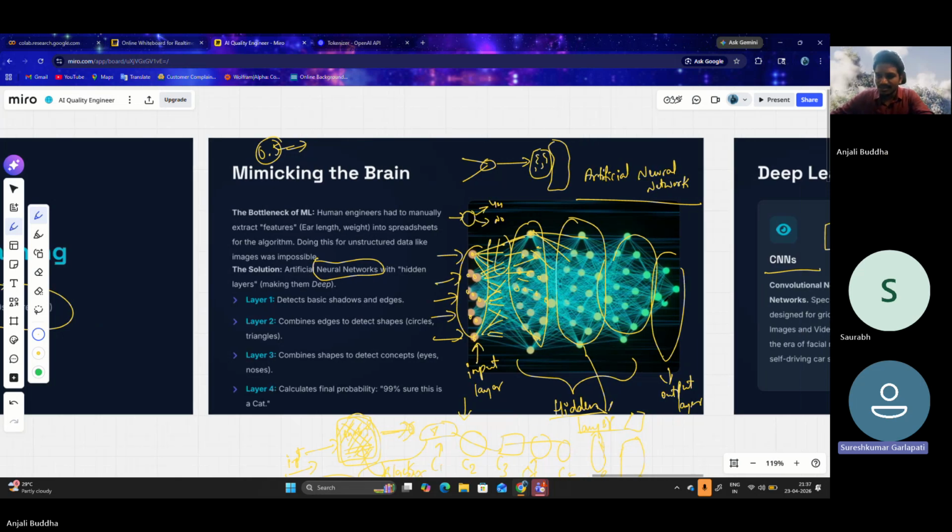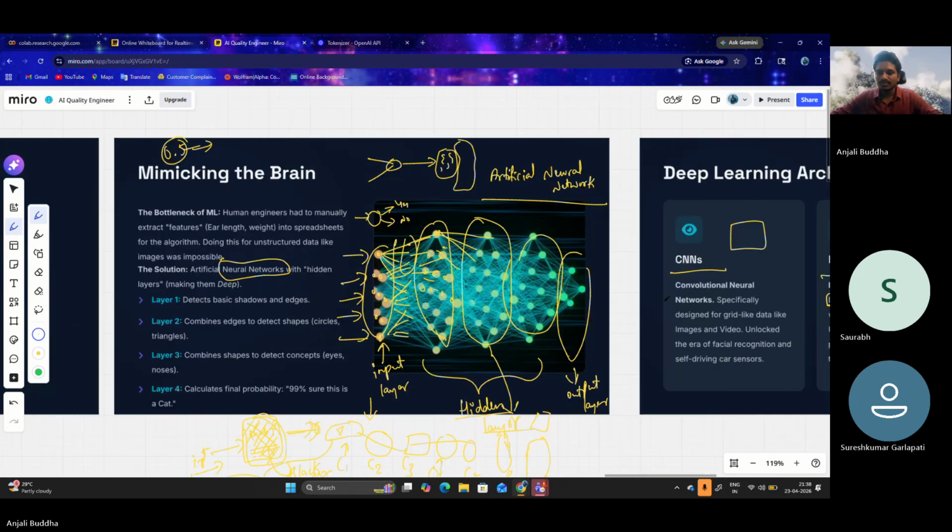General question from my side. In deep learning, does the majority consist of images, videos and all, or what are the other scenarios that we usually see using deep learning?